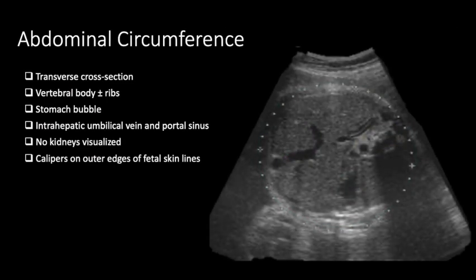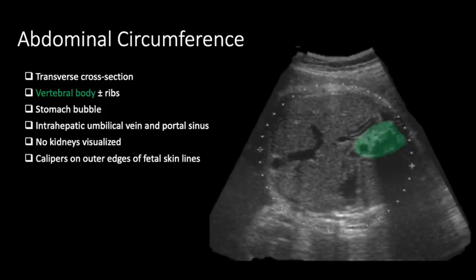Similar to the head circumference, the abdominal circumference relies on an understanding of landmarks so that we can make sure we're in the correct plane to get the most accurate measurement possible. The plane that we're looking for is a transverse cross-section of the fetal abdomen. And some landmarks that I want you to identify are the vertebral body, which I'll show here for you.